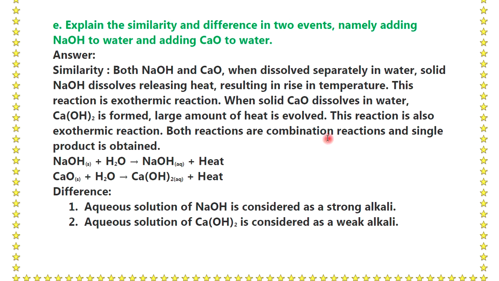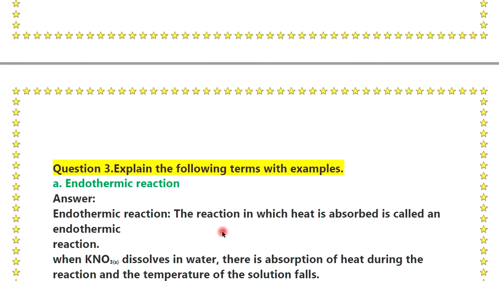Both reactions are combination reactions and a single product is obtained. NaOH plus H2O gives rise to NaOH plus heat. Calcium oxide plus H2O gives rise to calcium hydroxide plus heat. Difference. First point, aqueous solution of NaOH is considered a strong alkali. Second point, aqueous solution of calcium hydroxide is considered a weak alkali.